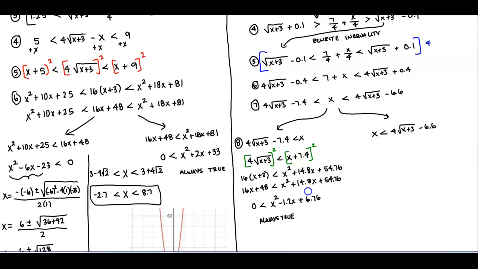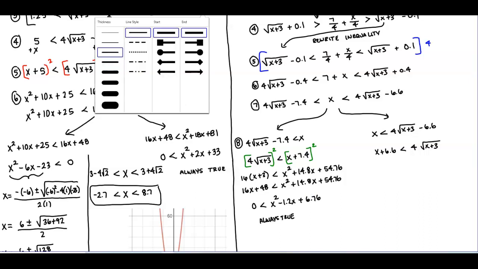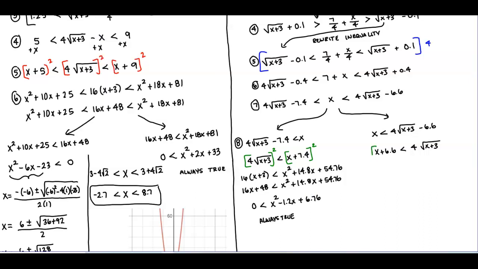Okay, so now what we want to do is go ahead and solve on this side. On this side, we're going to subtract the 6.6 from both sides. So we have x plus 6.6, and that's going to be less than 4 times the square root of x plus 3. And then we're going to square both sides.